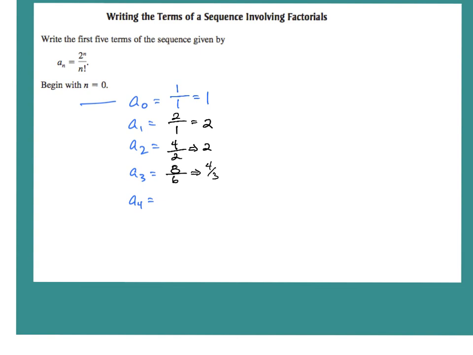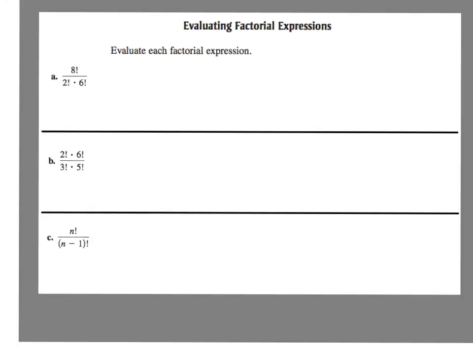All right, now we're going to find a sub 4. So now I have 2 to the power of 4, which is 16, over 4 times 3 times 2 times 1, which is 24. And that one actually can simplify to 2/3. All right. Now we're going to evaluate these factorials, and we don't need a calculator.